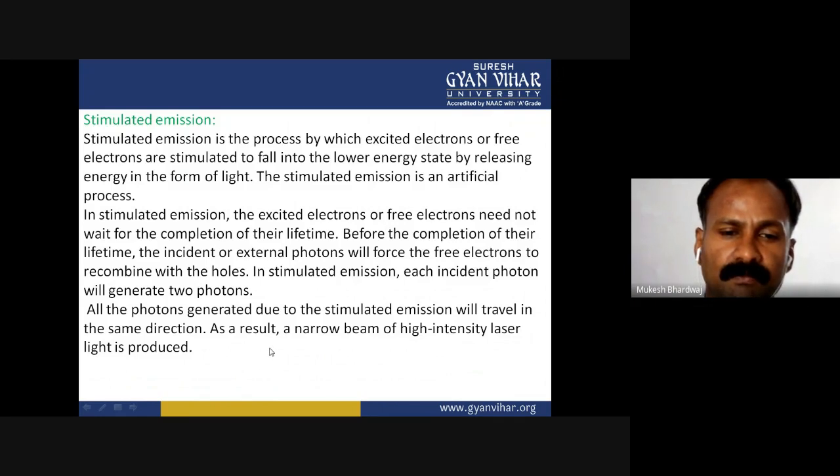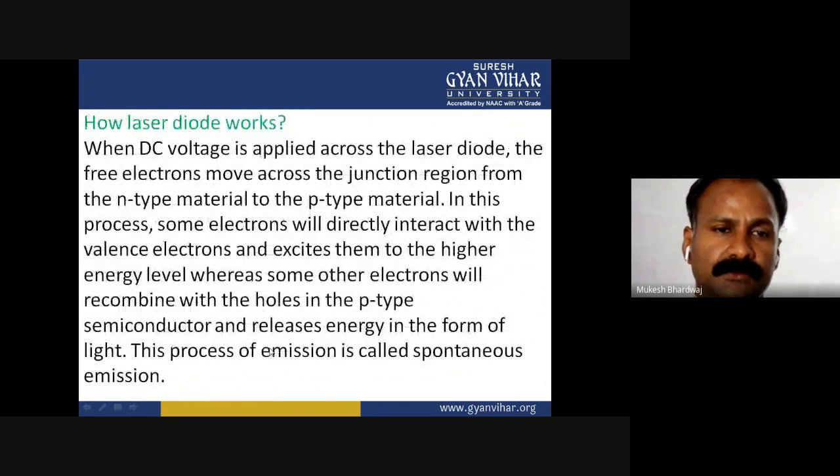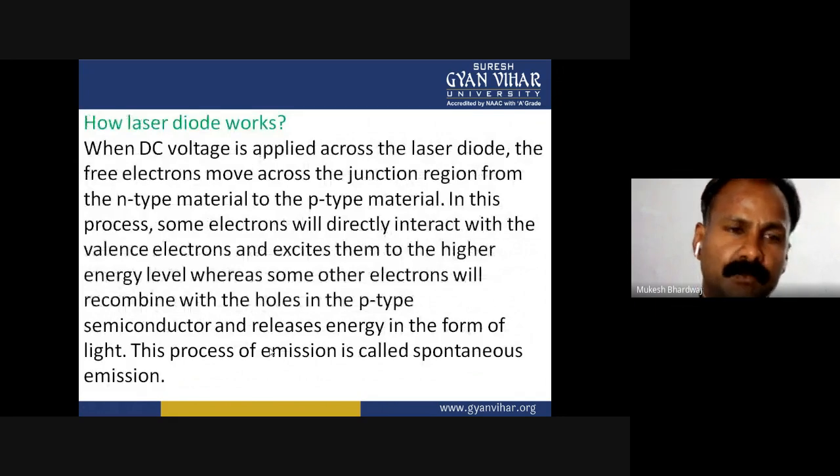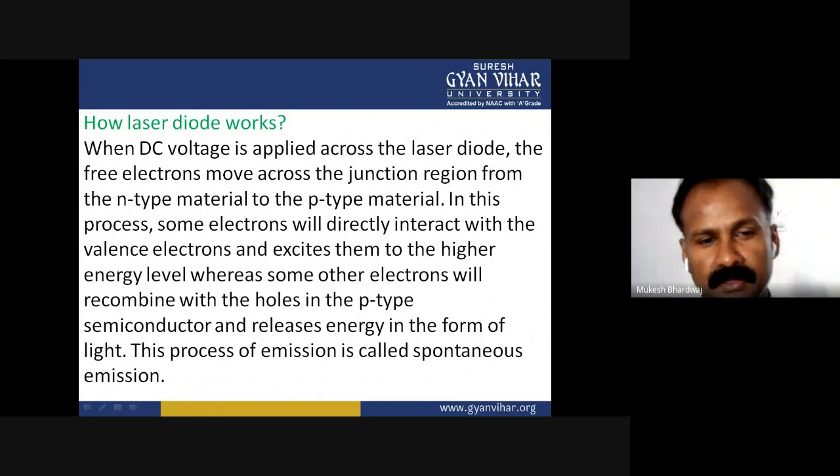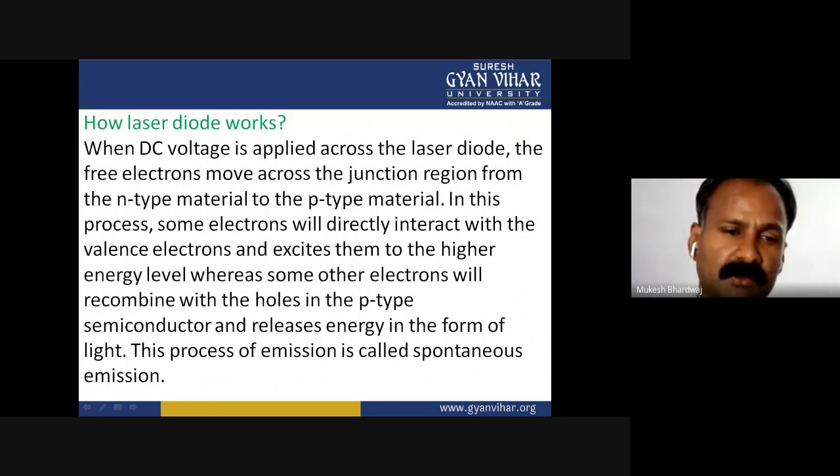Next, how a laser diode works. When DC voltage is applied across the laser diode, the free electrons move across the junction region from the N-type material to the P-type material. In this process, some electrons will directly interact with the valence electrons and excite them to a higher energy level, whereas some other electrons will recombine with the holes in the p-type semiconductor and release energy in the form of light. This process of emission is called spontaneous emission.